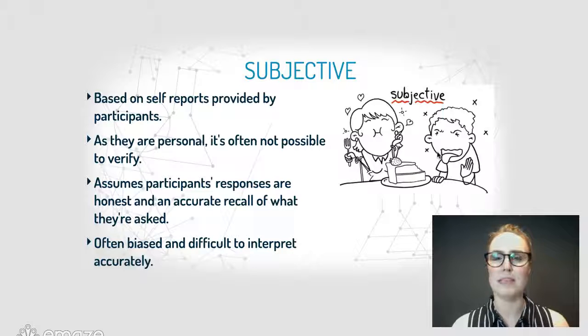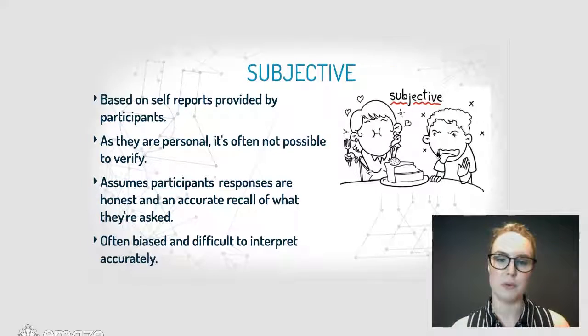Okay, it assumes that participants' responses are honest and an accurate recall of what they're asked. So it means they can't lie. They have to respond to that question really accurately. Now, subjective data are often biased and they're really difficult to interpret accurately. You know, it's hard to figure out exactly what's going on because it's based on that participant's own self-report.